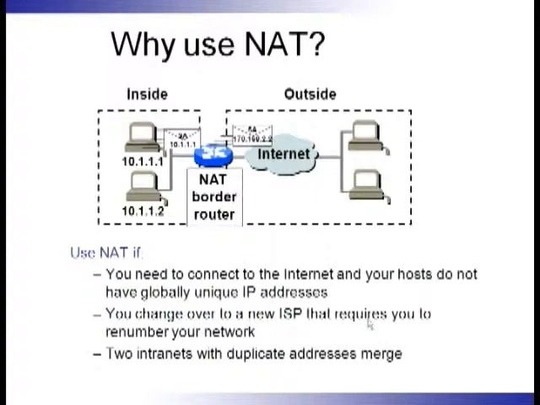Some advanced uses for NAT that we don't have to worry about in these objectives are changing over to a new ISP that requires you to renumber your network and you don't want to, or you have two intranets with duplicate IP address ranges and these merge. We can use NAT to have them both communicate. Again, that's above and beyond our objectives, thank goodness. So we're going to go ahead and learn to take a private IP address scheme and configure it to get onto the internet. That's our goal.